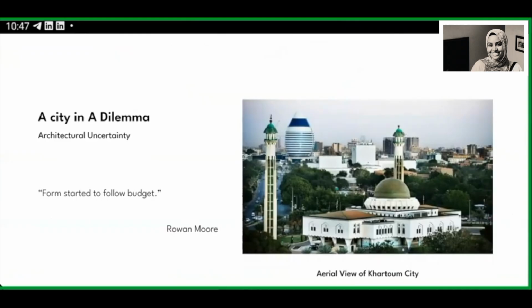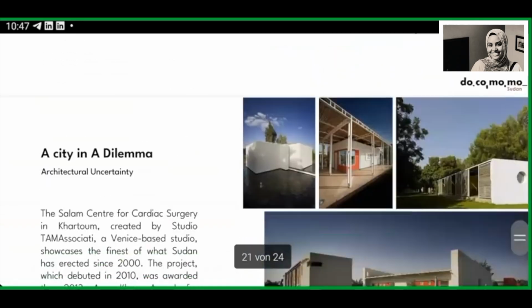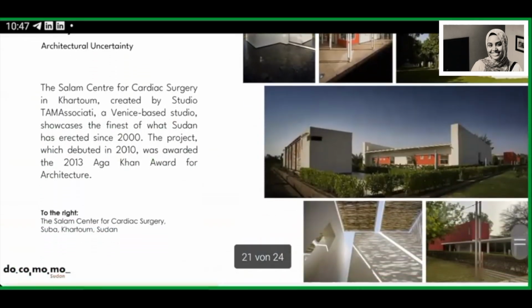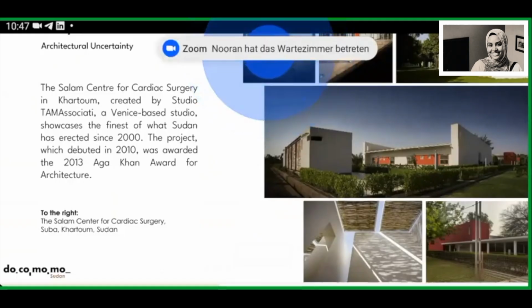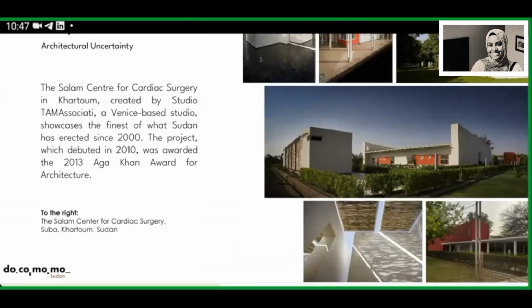As a last point, to show one of the few projects that still ties us back to the modern era and its climatic and visual considerations, and to showcase the finest of what Sudan has erected since 2000, we can talk about the Salam Center for Cardiac Surgery, created by Studio Tam Associati, a Venice-based studio. The project, which debuted in 2010, was awarded the 2013 Aga Khan Award for Architecture. The structure exemplifies an amazing marriage of local materials and intelligent use of space, and all the spaces are made more domestic and intimate by the combination of ventilation and natural light.